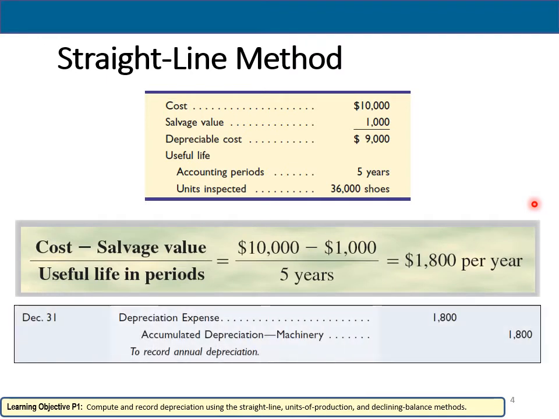So straight line method is really very formula based. Cost less salvage value for this problem is 10,000 less the 1,000 divided by 5, which is the estimated useful life, giving you $1,800 of depreciation a year.